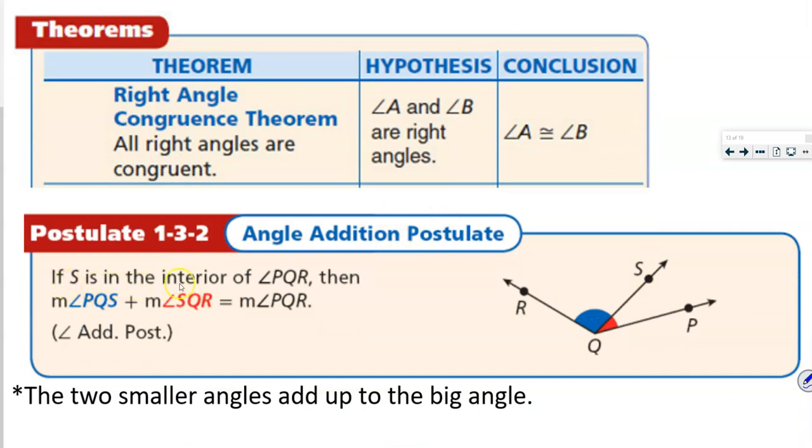It says that if S is in the interior of angle PQR, then the measure of angle PQS plus the measure of SQR is equal to the measure of the whole big angle. So again, let's just talk about what we think this means. Let's just say that this was 100 degrees and this was 30 degrees. What are we doing here? We're going to add the 100 plus the 30, and we're going to say that that big angle RQP is 130 degrees. That's all the angle addition postulate is. The two smaller angles add up to be the big angle.